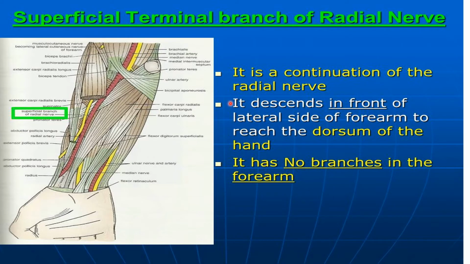So the superficial branch of the radial nerve is also known as the superficial radial nerve. It is the continuation of the radial nerve. It descends in front of the lateral side of the forearm and reaches the dorsum of the hand. Dorsum means back of the hand. It has no branches in the forearm, and here it is divided into two branches. It is a sensory cutaneous nerve that arises from the radial nerve.